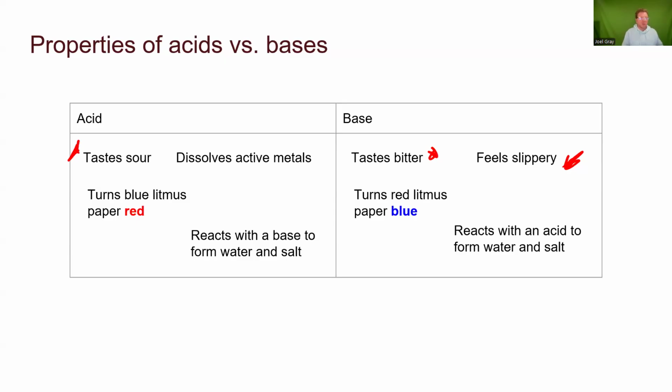And one of the things that they do that's a little bit more dramatic and exciting than a base is that they dissolve metals, specifically active metals. This is something that we're going to get into a little bit more on Wednesday in terms of what constitutes an active metal. In addition to that, acids will turn blue litmus paper red. They will react with a base to form a water and a salt. By comparison, if you use red litmus paper, a base will turn that blue.